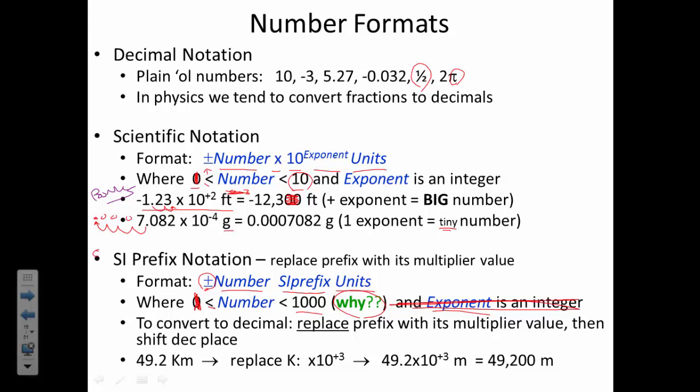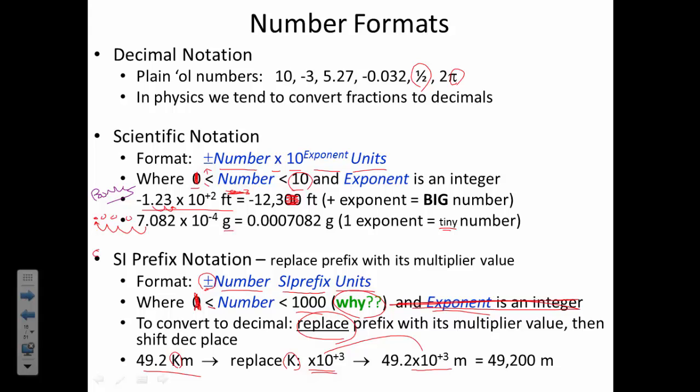To convert these SI prefixes to decimals, literally you take your SI prefix, take your letter of the alphabet that they put in there for you, and you replace it with its multiplier value. Then you shift the decimal places. So I've got 49.2 kilometers. The K is my SI prefix. Literally, I take this K and I replace it with that. Here's my replacement right there. Drop it in instead of the K. And then I just do the math.